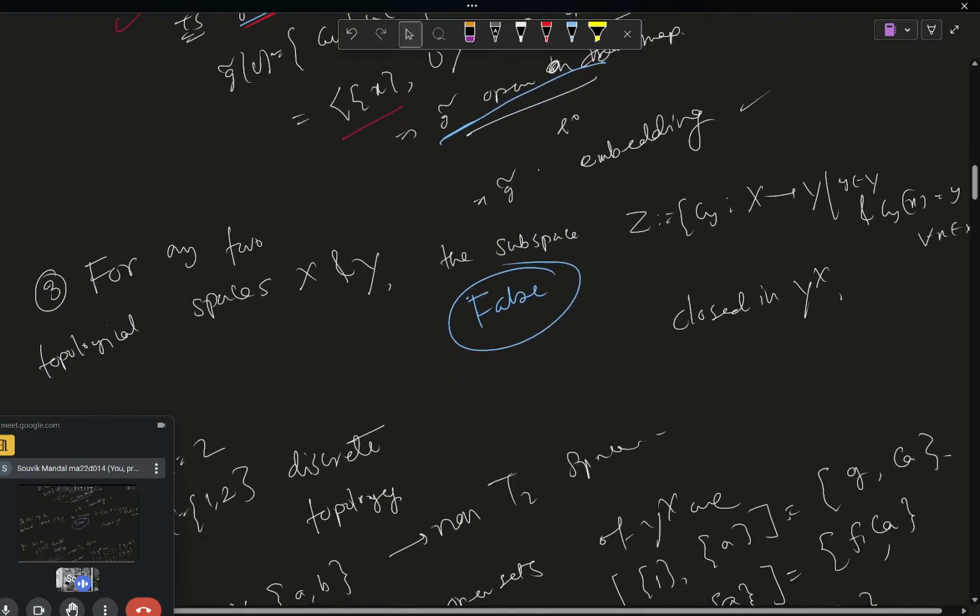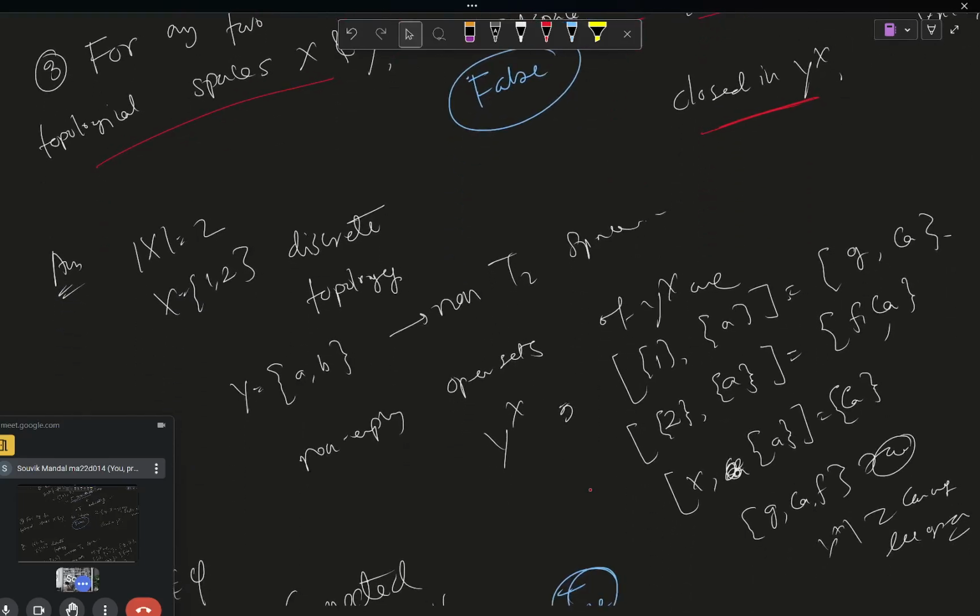So that's a topological embedding. The third question is: for any topological spaces x and y, is the subspace of constant maps, y with x, closed in y to the x? So this is false.